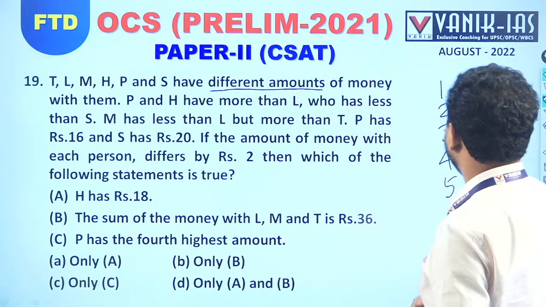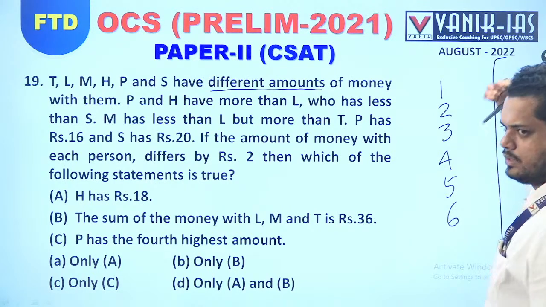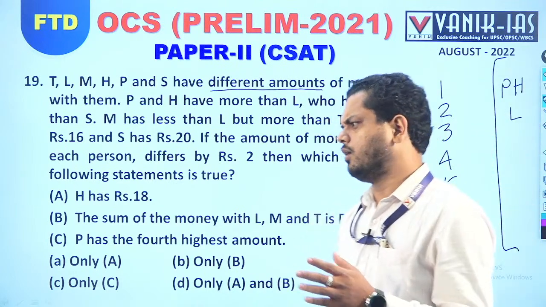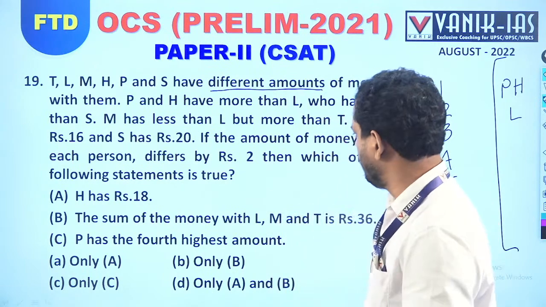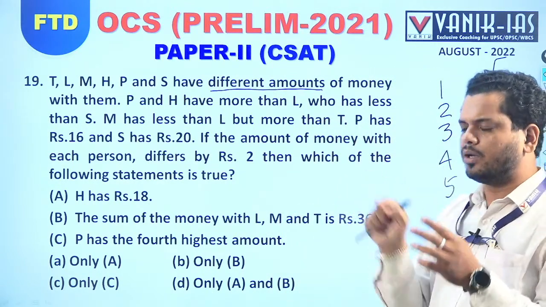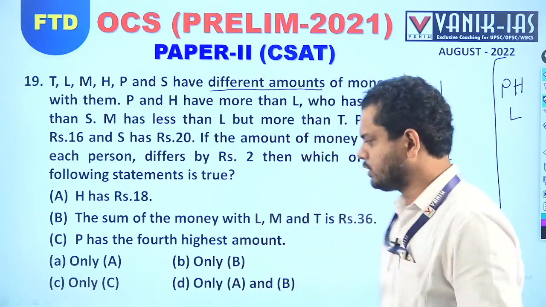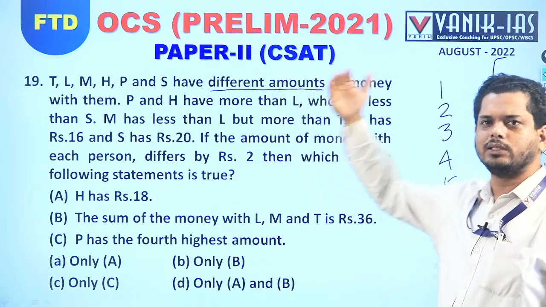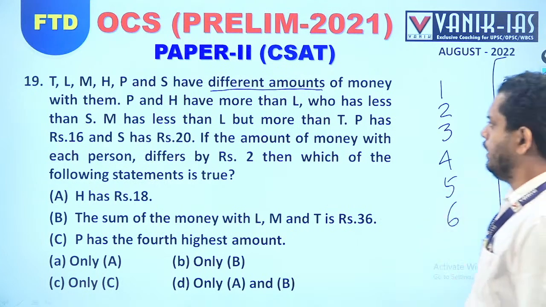P, H have more than L. Done. This is all rough work. P, H more than L. Those who are more are above. Right. This is my style to solve. I cannot say it's the best approach, but as per my experience, there may be confusion in using greater than and less than, but it's so simple to say those who are more will lie in the above part, and here it is the same I'm doing. P, H will be above L.